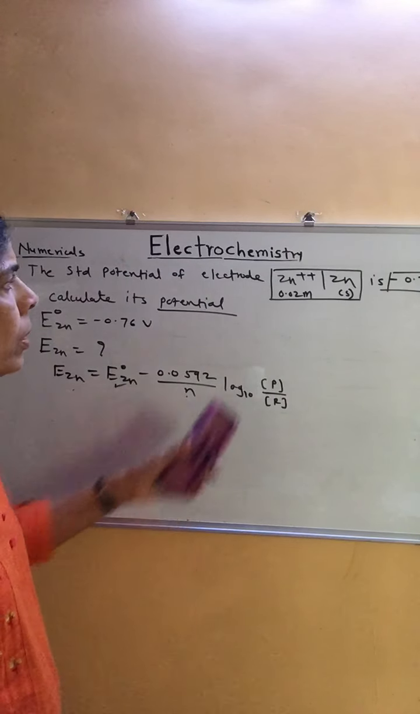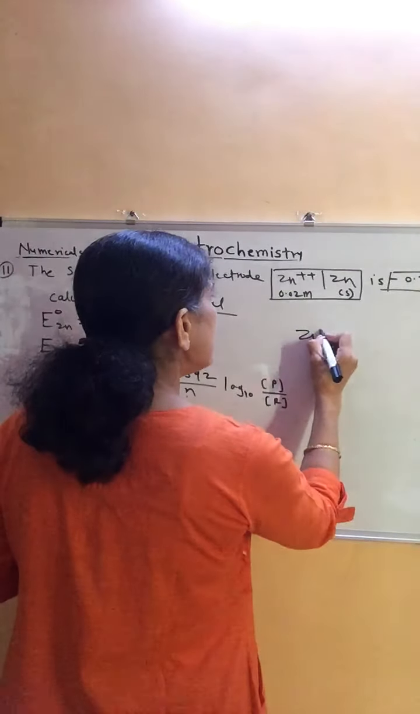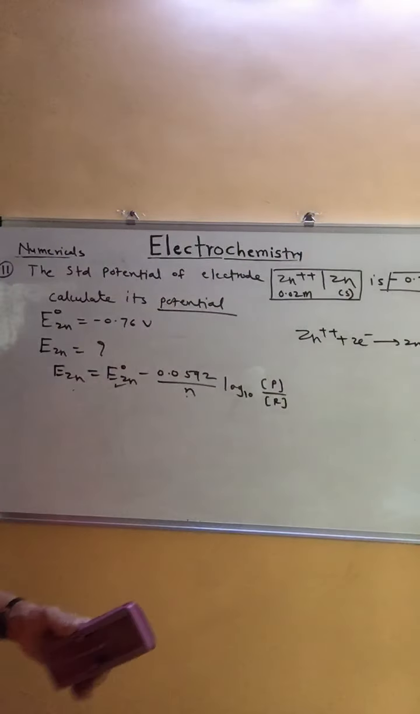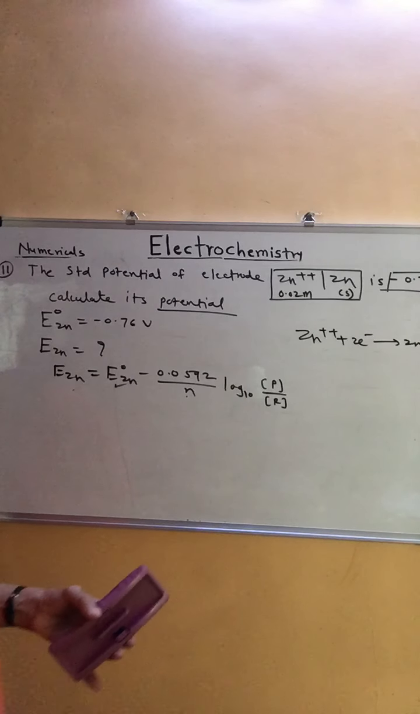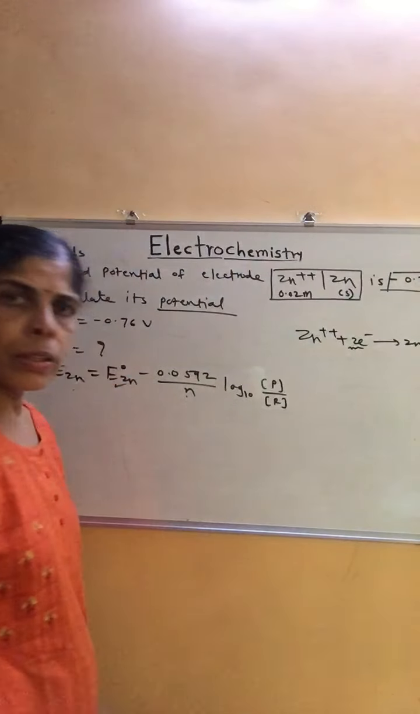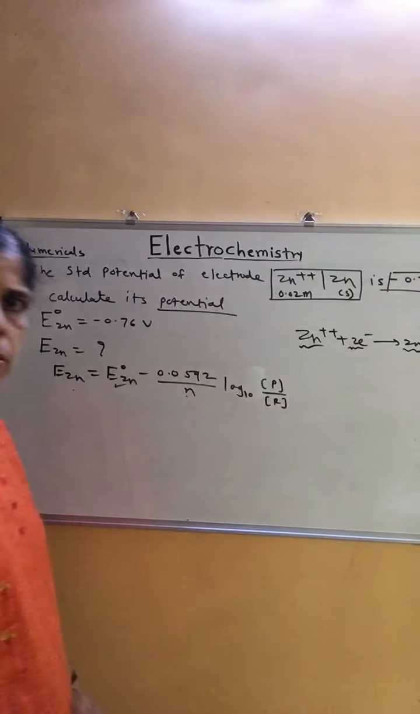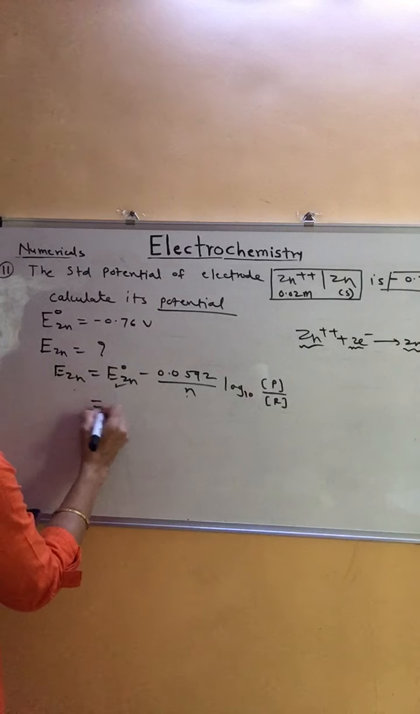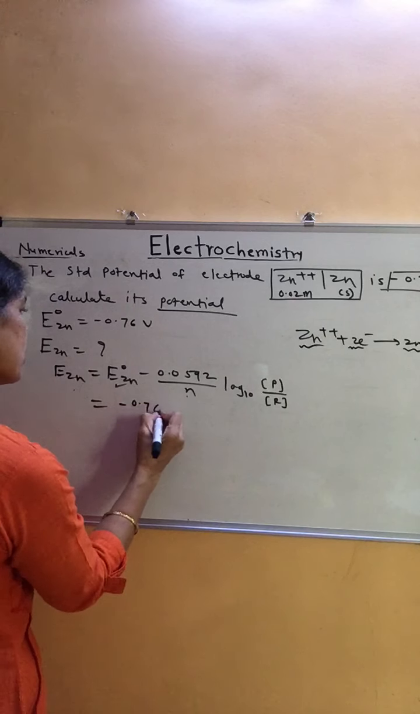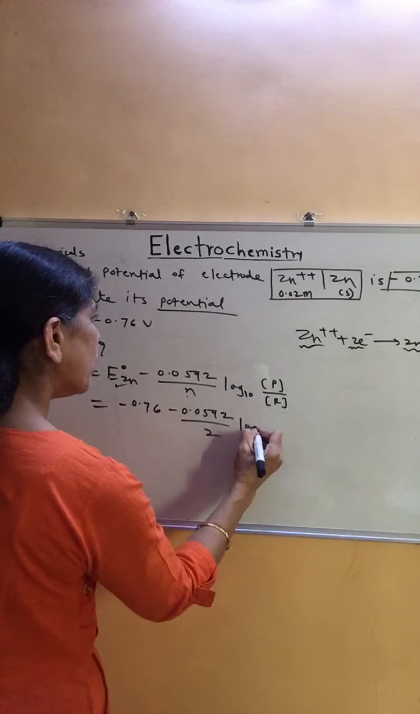Products and reactants also you can substitute after writing the reaction. So which reaction are you going to write? The reaction for reduction of zinc: Zn2+ plus 2e minus giving Zn. This is the reaction. The number of electrons involved is 2. Products are Zn and the reactant is Zn2+. So if you substitute, what you will get? E naught Zn is minus 0.76 minus 0.0592 upon 2, isn't it?